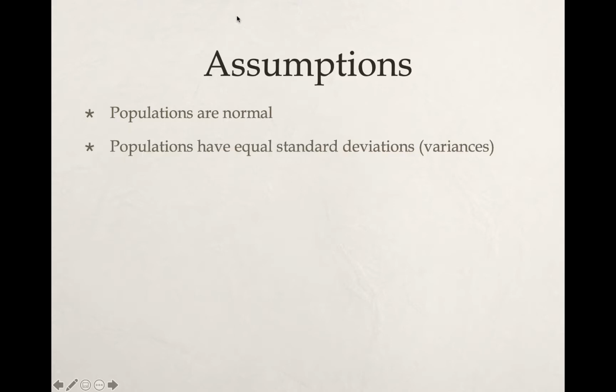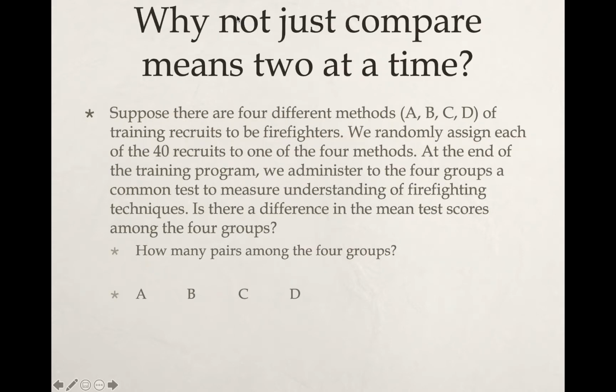All right, populations have equal standard deviations or variances, so we have homogeneity of the variances. Again, this we're used to. We had the same assumption with our two-sample t-tests. And the populations are independent, so again, this is going back to something similar to our independent two-sample t-tests, but now we have more than two samples.